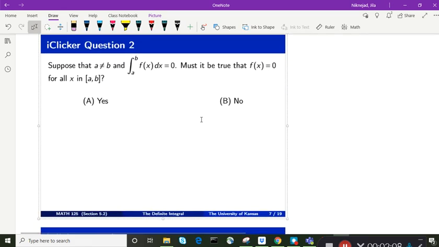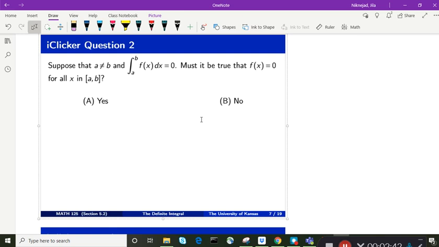I click at question 2. Suppose a is not equal to b. The integral from a to b of f of x dx is equal to 0. Must it be true that f of x is equal to 0 for all x between a and b? So give yourself a minute. Again, coming back, a is not equal to b, and we're calculating the integral from a to b of f of x dx. Can it be 0 without f of x being 0 everywhere?